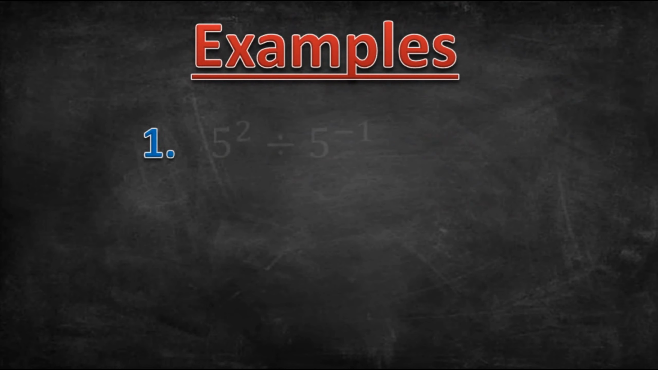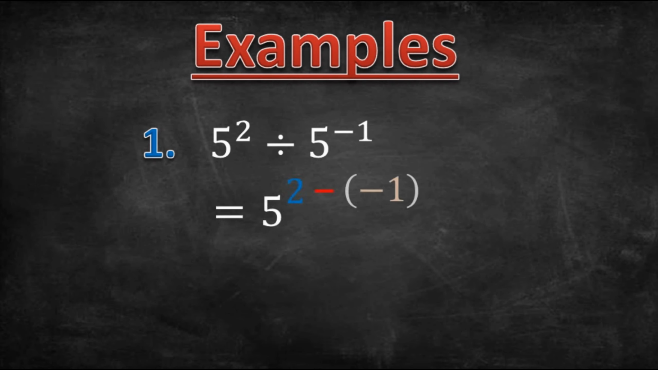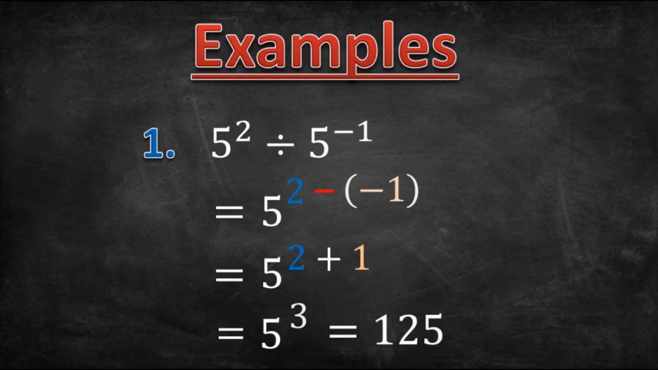So in the first example here, we have 5 squared divided by 5 to the negative 1. Since the bases are the same and we are dividing, we can subtract the powers. So it's 5 to the 2 minus negative 1. A minus times a minus is a plus. So it becomes 5 to the 2 plus 1, which is 5 cubed, and that's equal to 125.